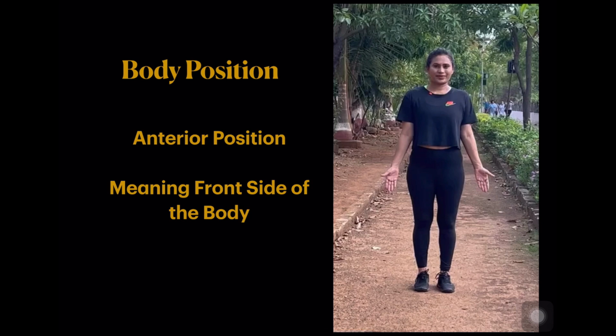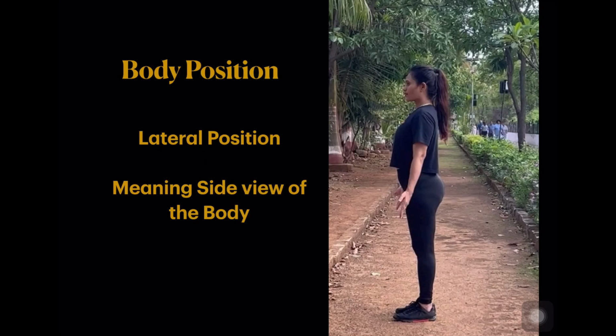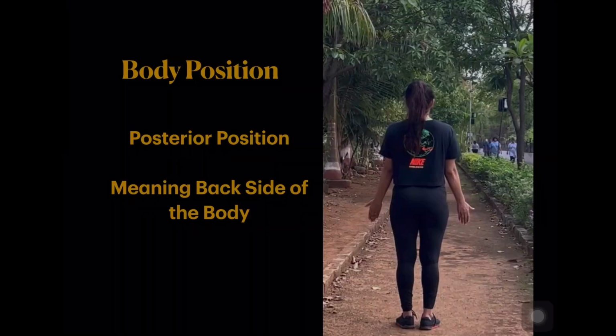The front side of the body is recognized as the anterior, meaning the front side, or the anterior position of the body. The sideways or side view of the body is recognized as a lateral view or lateral body position. The back side or rear side of the body is recognized as the posterior position of the body.